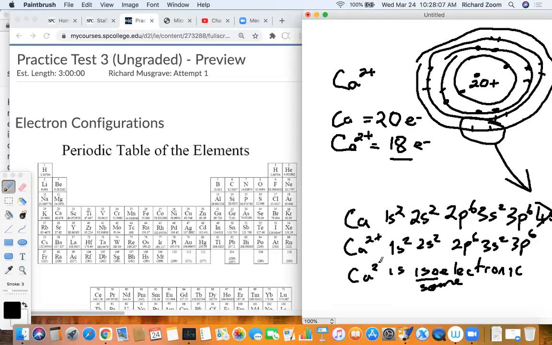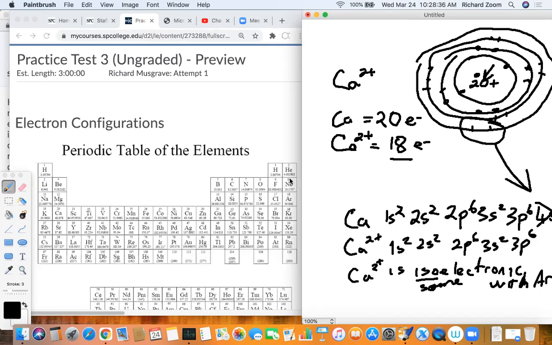Now that's not to say that Ca2+ is argon. It isn't. The reason it isn't argon is because calcium 2+ still has 20 protons in its nucleus, whereas argon only has 18 protons in its nucleus. So Ca2+ is isoelectronic with argon.